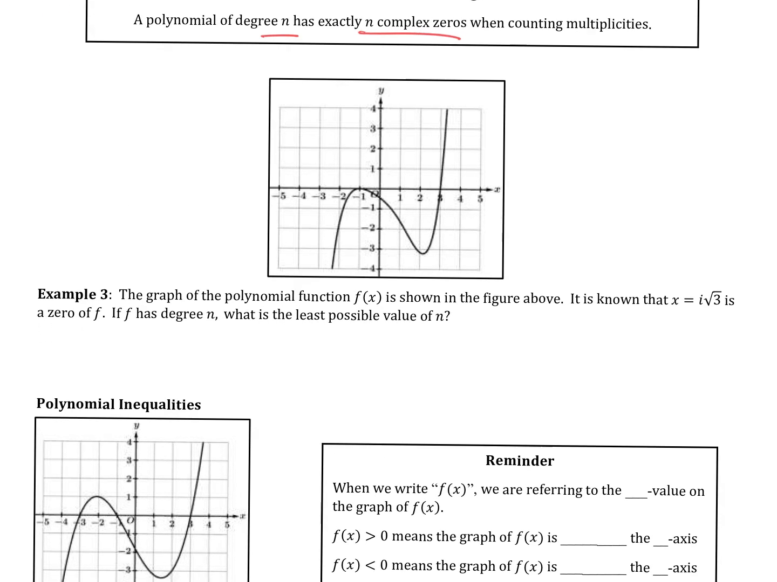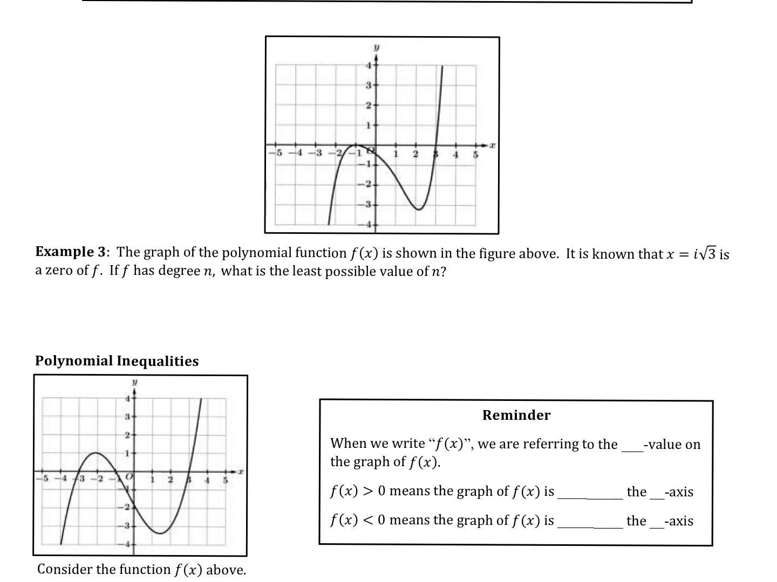So this example is a polynomial, and it's known that x equals i square root 3 is a root or a 0 of f. So if i square root 3 is a root or a 0 of f, what else do you know? Negative i square root 3 is also a 0 or a root. All right? Because they travel in what? Pairs. All right? And so if f has degree n, what is the least possible value of n?